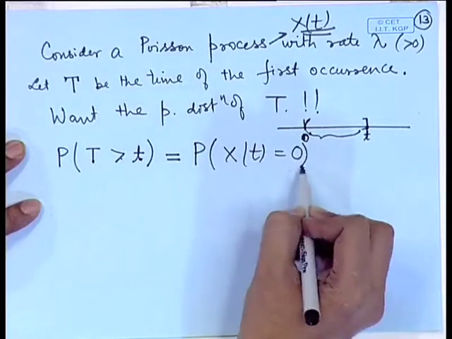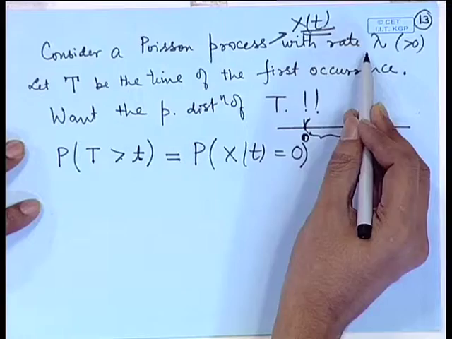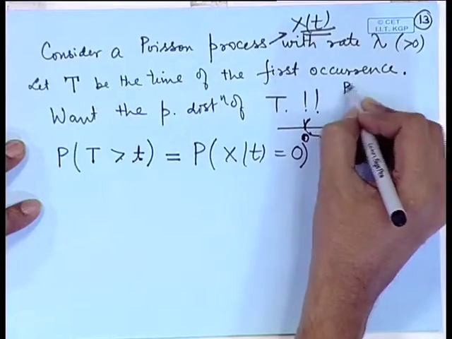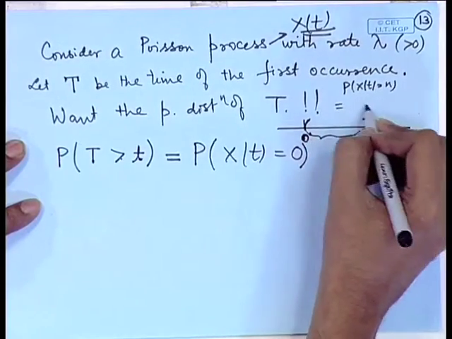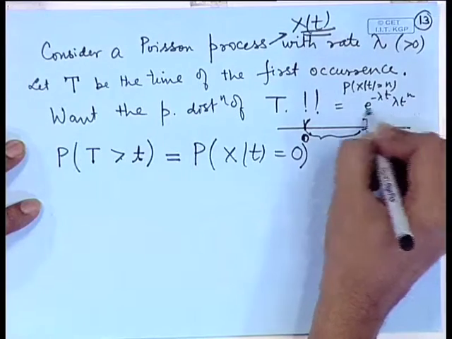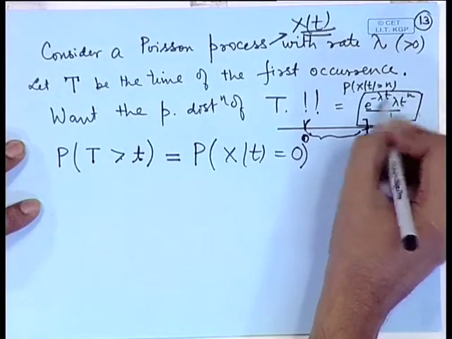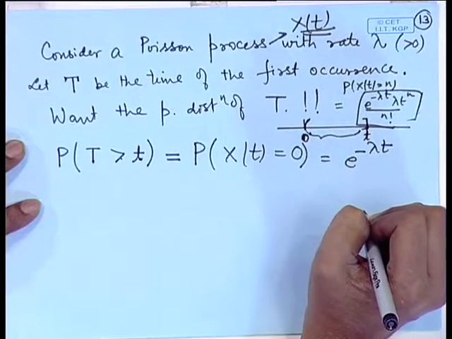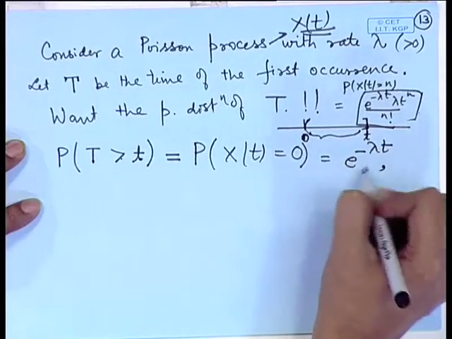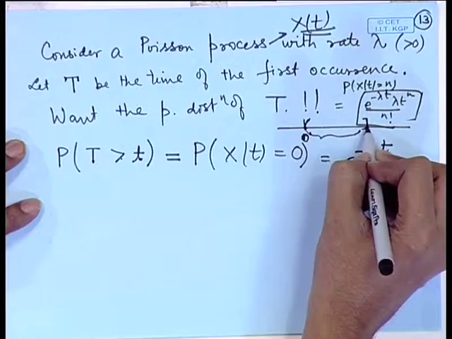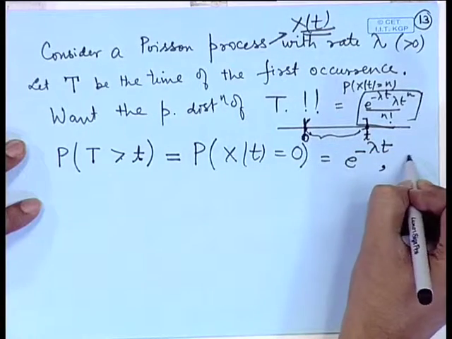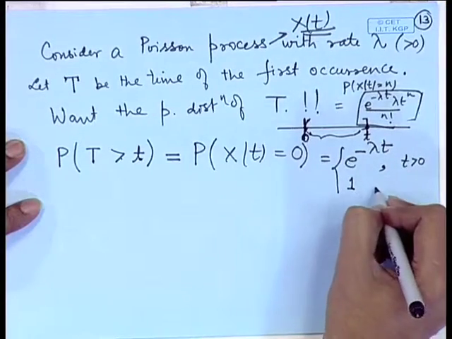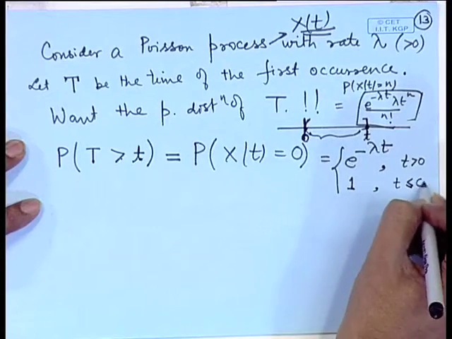The distribution of X_t is a Poisson distribution, because we have made the assumption here that it is a Poisson process with rate lambda. That means, probability X_t is equal to n is e to the power minus lambda t, lambda t to the power n by n factorial. So, here if I put n equal to 0, then this gives me e to the power minus lambda t. Of course, this statement is true for t greater than 0, because we are observing from a certain time onwards. This probability will be 1 if t is less than or equal to 0.